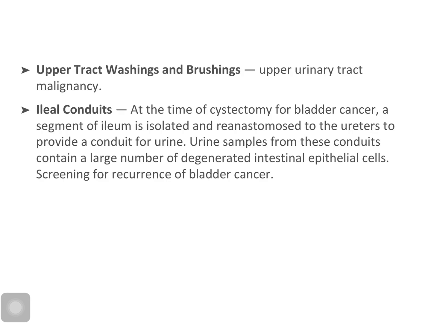Upper urinary tract washings and brushings. This method is preferred in cases of upper urinary tract malignancies. Ileal conduits: at the time of cystectomy for bladder cancer, a segment of ileum is isolated and re-anastomosed to the ureters to provide a conduit for urine. The urine samples from these conduits contain a large number of degenerated intestinal epithelial cells. This is used for screening for recurrence of bladder cancer.